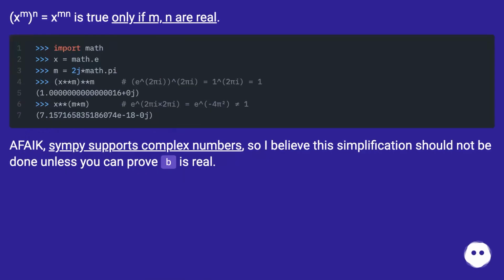This may be related to this bug. x**m**n equals x**(m*n) is true only if m, n are real. Sympy supports complex numbers, so I believe this simplification should not be done unless you can prove b is real.